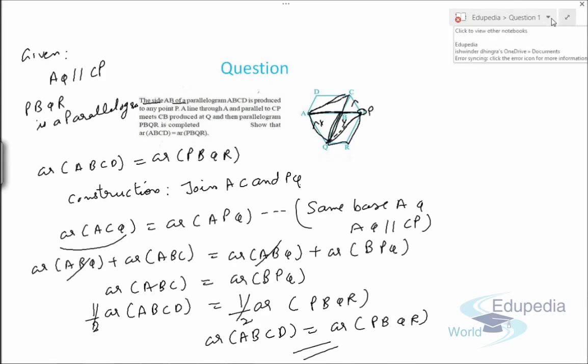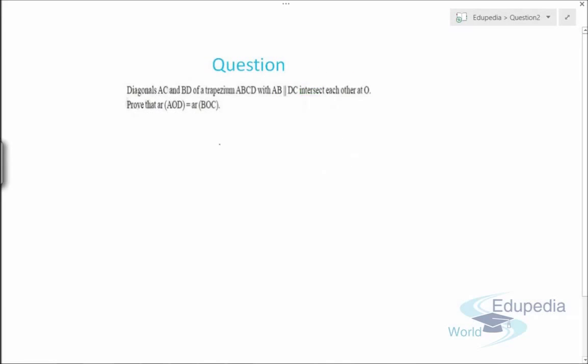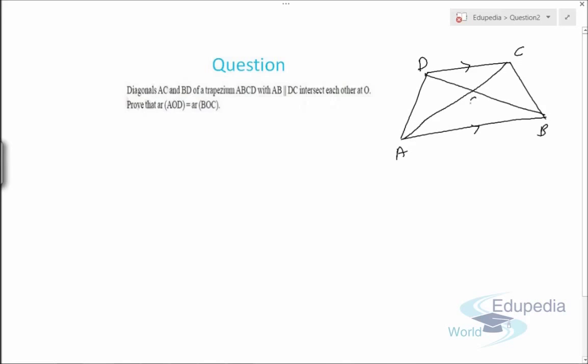So let's move on to the next question. Question number 2. Now the question number 2 says that diagonals AC and BD of trapezium ABCD. So first we need to draw the trapezium. So let's say we have a trapezium like this, ABCD. So let's say this is A, this is B, C and D. Now in which AB is parallel to CD and the diagonals intersect at O. So this is diagonal AC and this is diagonal BD, right? So they intersect at O.